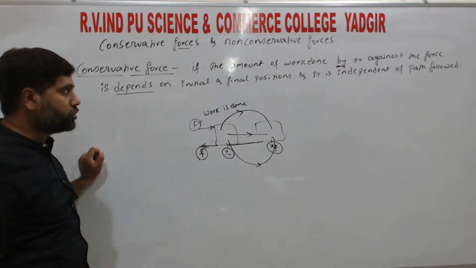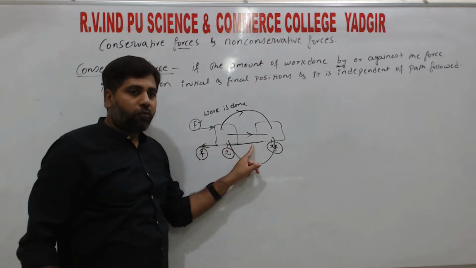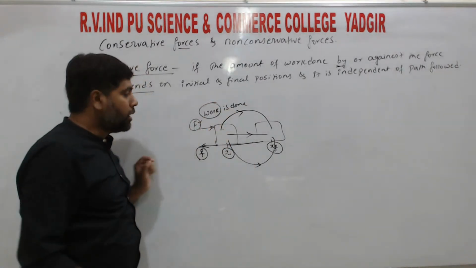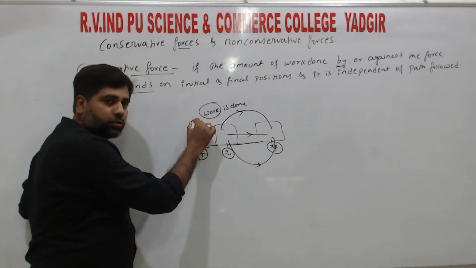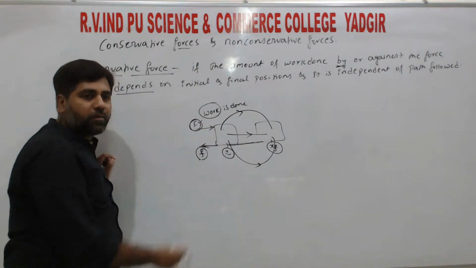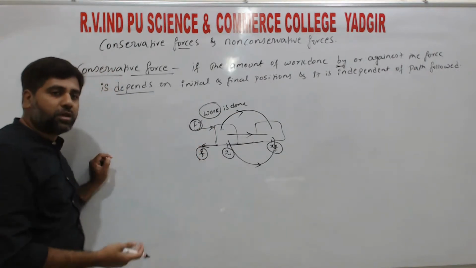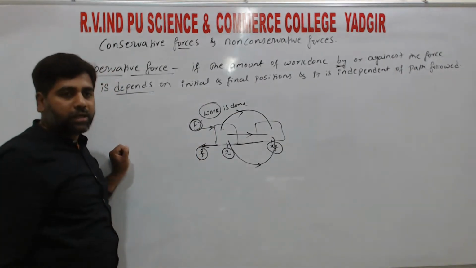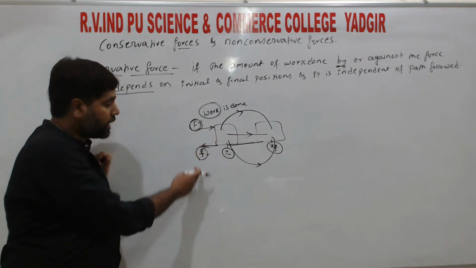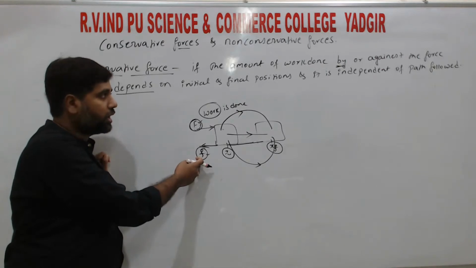So a conservative force is the amount of work done. So work is being done, right? The amount of work done by the force or against the force. Against the force is nothing but some frictional force or opposing force. We can consider any of them. For this example, I have considered the frictional force. Again, friction is also a force, right?